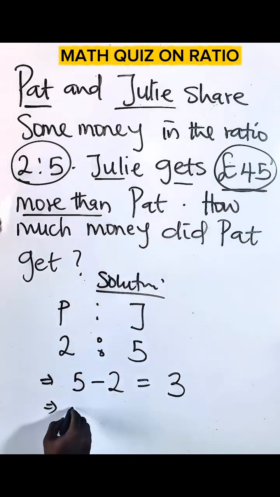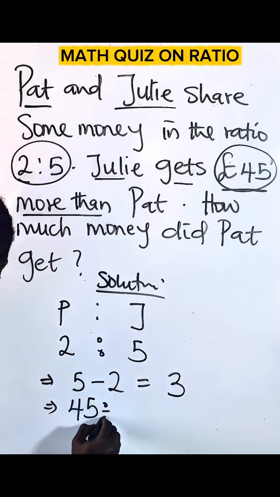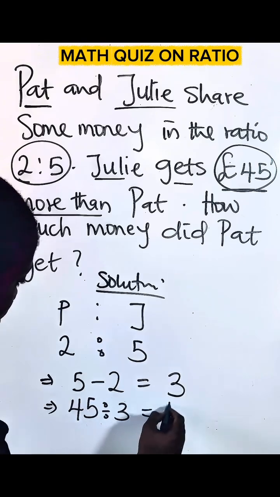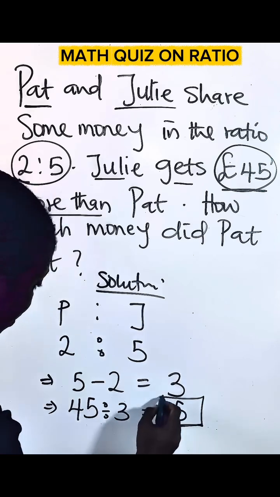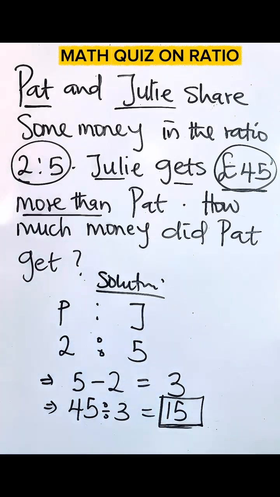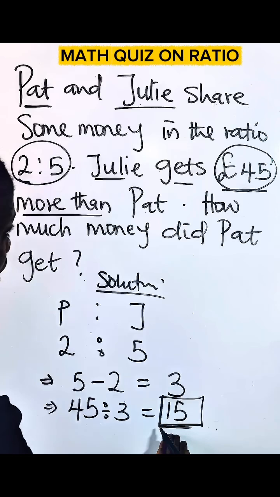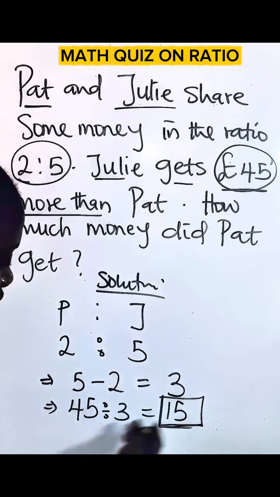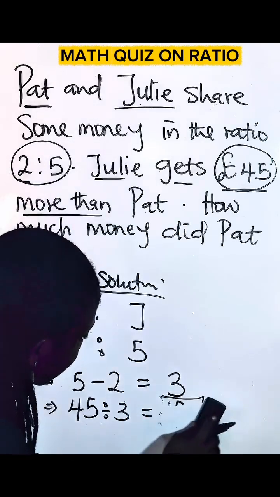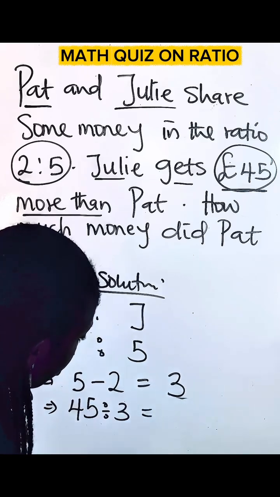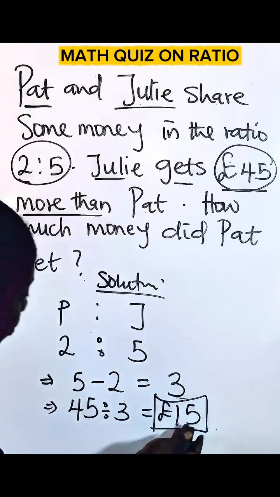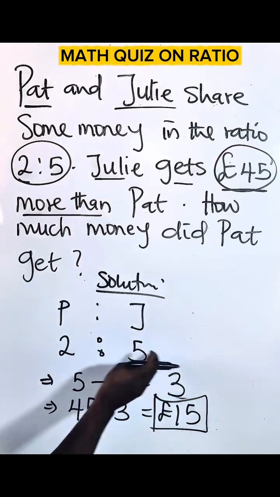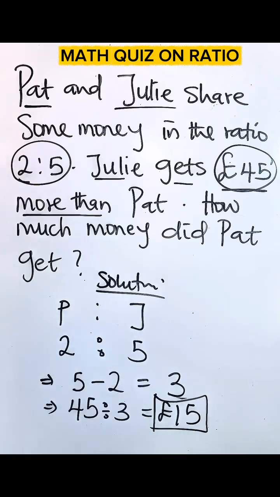So let's do it together. Let's divide 45 by this 3. And when you divide 45 by 3, it gives you 15. Now, with this 15 you have gotten, it's going to help you to get their respective shares. So what do you do now? If we have gotten 15, and remember this 15 is £15. So what you now do is you are going to use this money to multiply to each of these so that you know their respective shares.